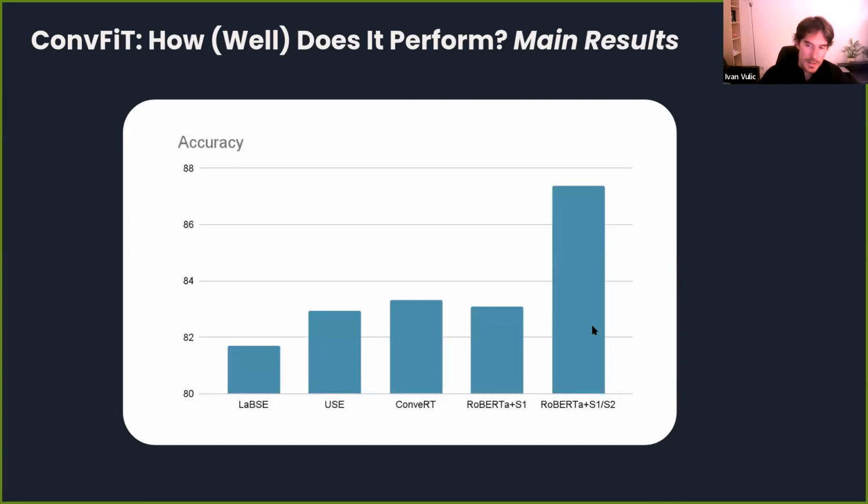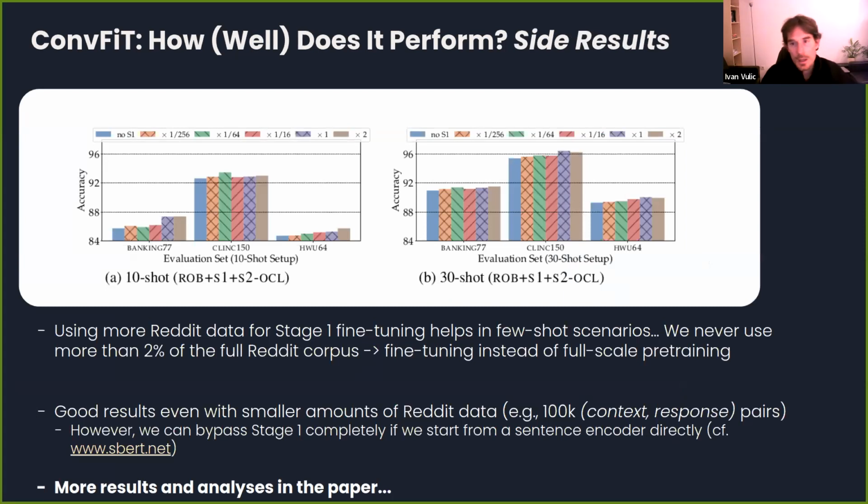And if we do in-task contrastive learning and similarity-based inference, then we get many gains in performance. And this is like a pretty big breakthrough in performance. This is in 10-shot scenarios, but it works equally well in 30-shot and full data scenarios. And then we again did a lot of side experiments. One thing that's obvious is, of course, if you use more Reddit data, you're going to get better encoders after stage one, and then you get slightly better encoders after stage two as well. And given that there's also a large body of work on creating universal sentence encoders, we can even bypass stage one and just take any off-the-shelf sentence encoder that is out there and then just fine-tune it with in-task tuning in stage two, and more results analysis is in the paper.